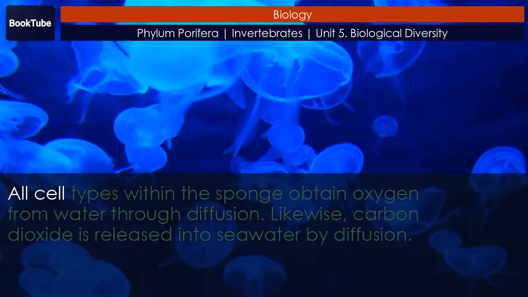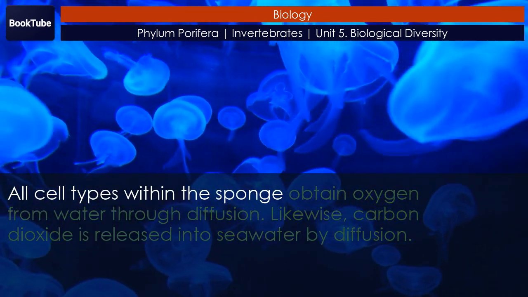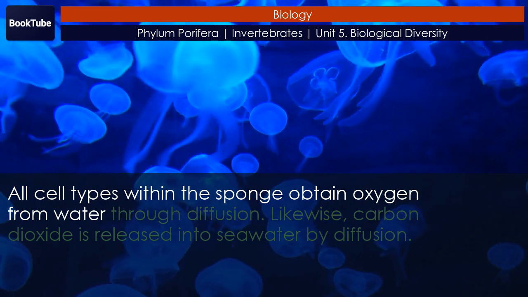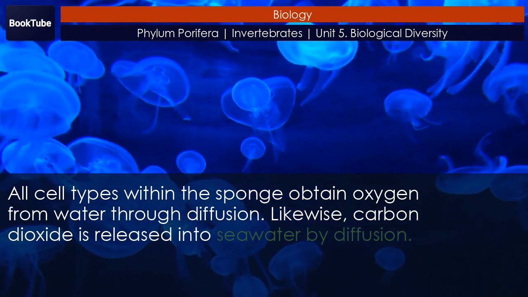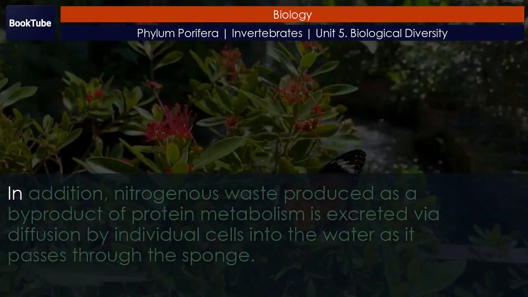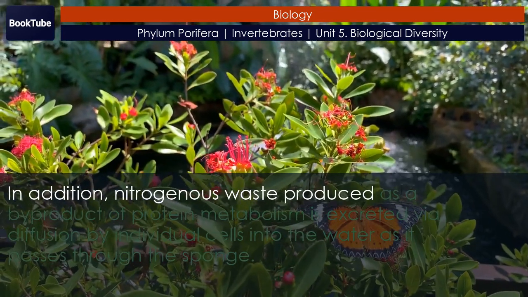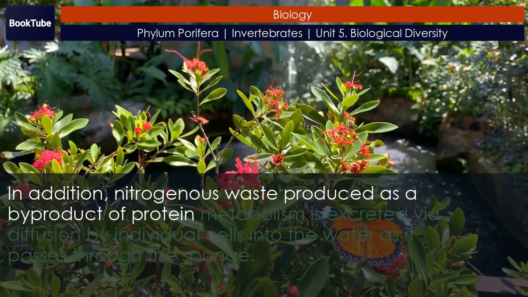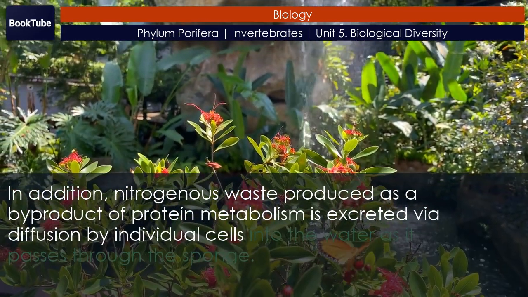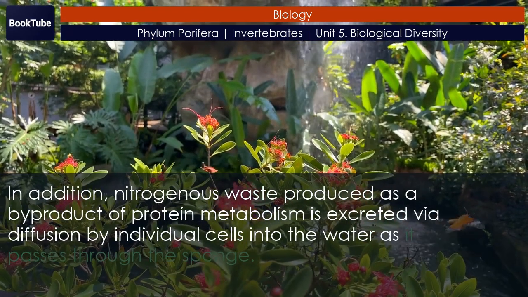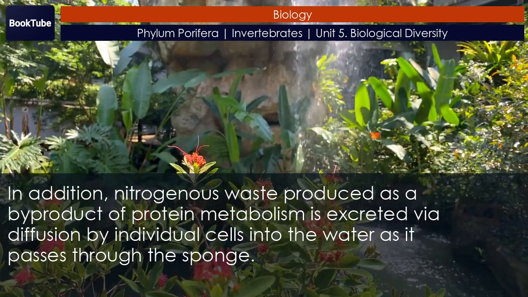All cell types within the sponge obtain oxygen from water through diffusion. Likewise, carbon dioxide is released into seawater by diffusion. In addition, nitrogenous waste produced as a byproduct of protein metabolism is excreted via diffusion by individual cells into the water as it passes through the sponge.